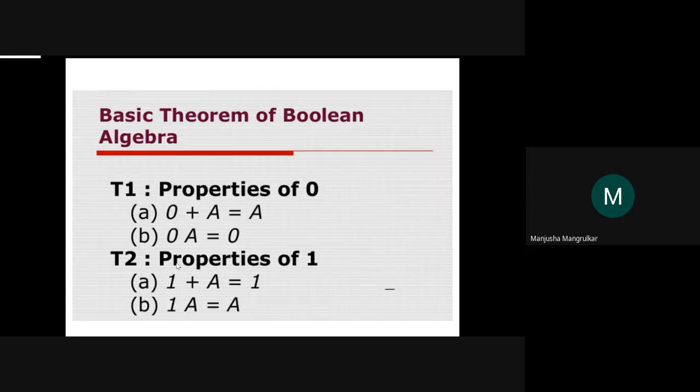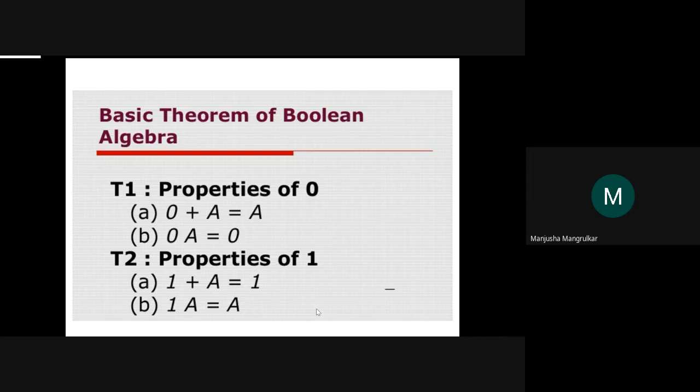Anything ORed with 1, the result will be 1 only. If A is equal to 0, 0 ORed with 1, the result is 1, and if A is 1, 1 ORed with 1, your result will be 1. So these are the properties of 1. And anything ANDed with 1, your result will be that anything.